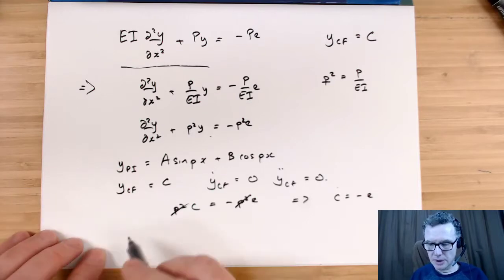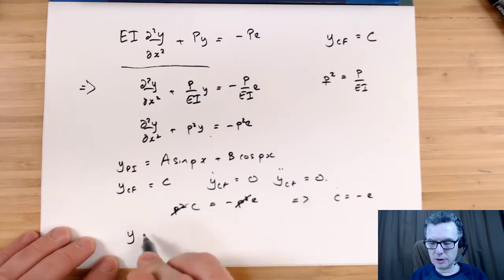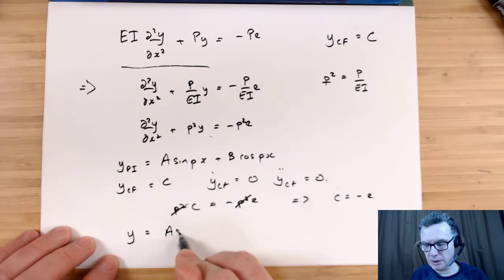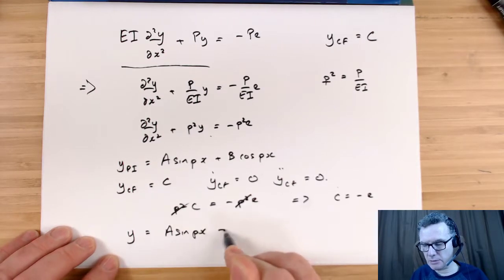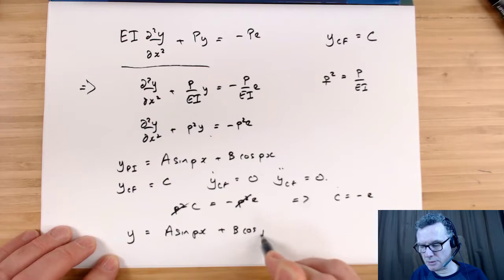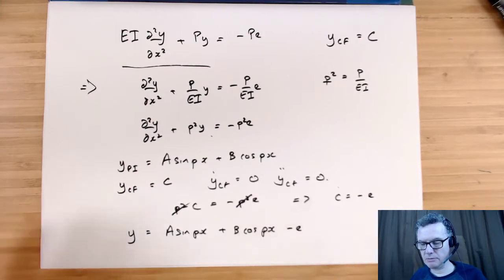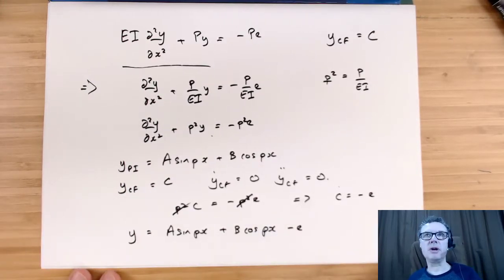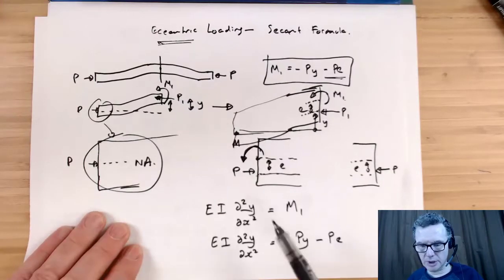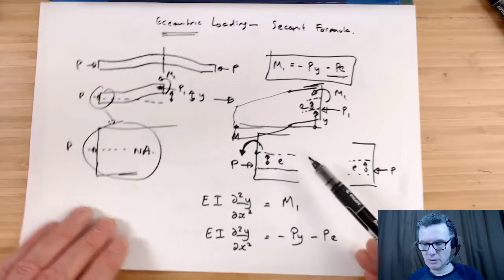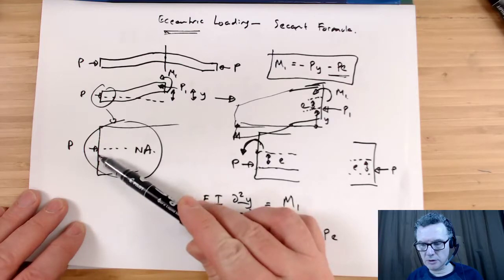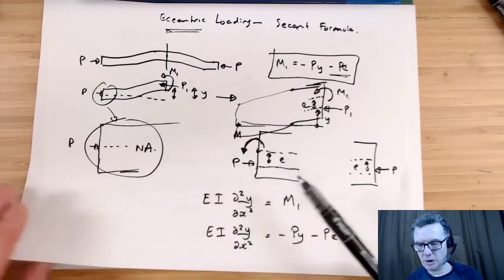So we've got a general solution of y equals a sin px plus b cos px minus e. So it looks very similar to our previous solution. We've just tagged on this little minus e at the end to take account of the displacement where we are at the beginning. At the beginning we are not going to be at the neutral axis, but we're going to be a bit below.